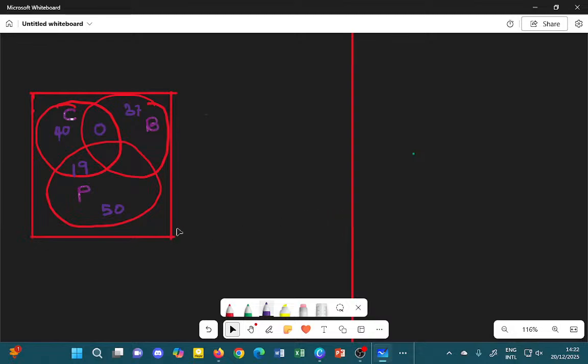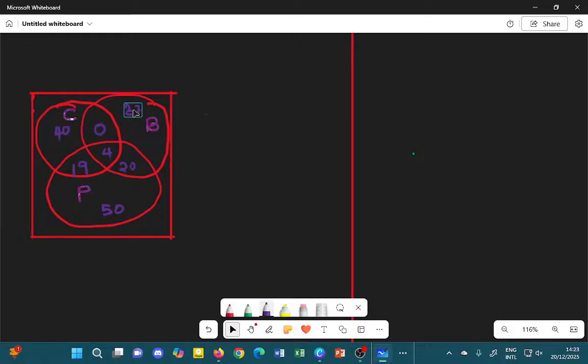What else do we have? The number that likes packaging and branding are 20. So this will be here. Here we have 20. Then the number that likes all three, color, branding, and packaging, is what we are told. So this is what we have. Let's see what it totals to.